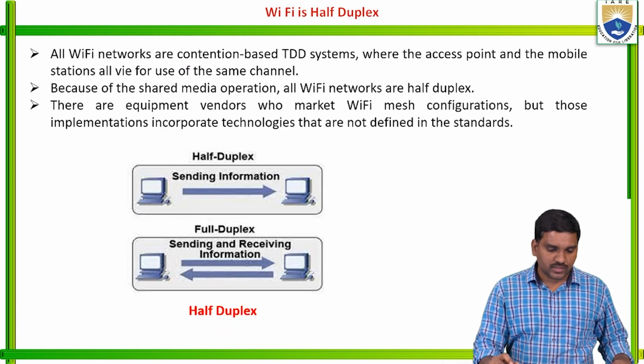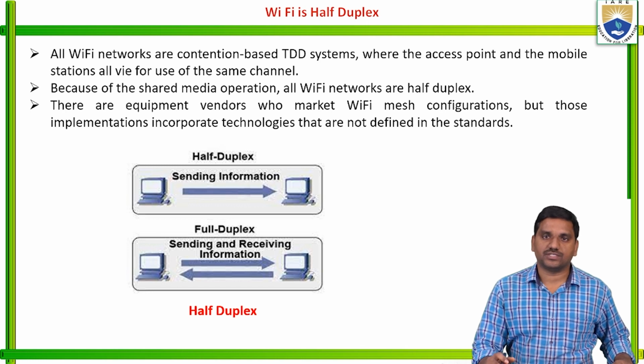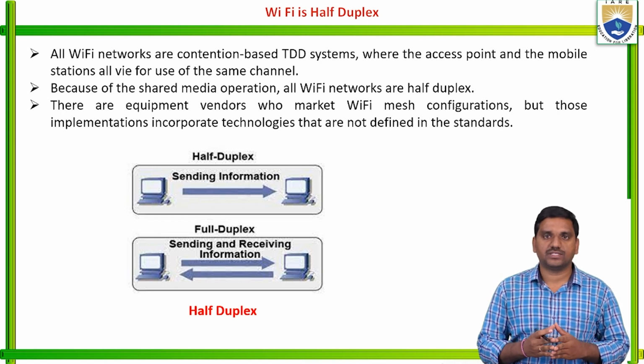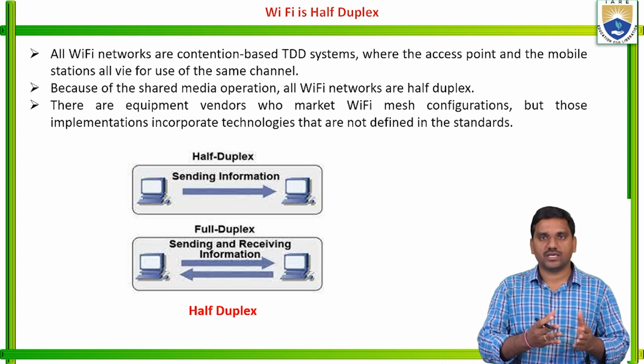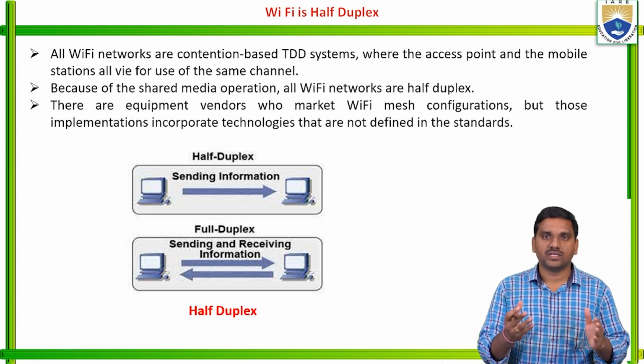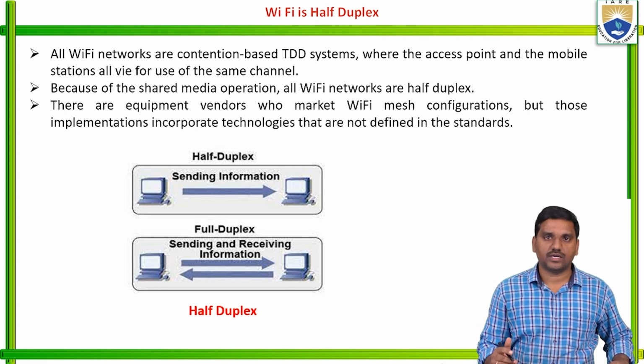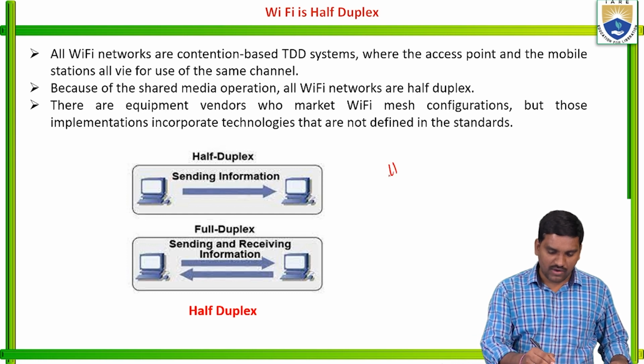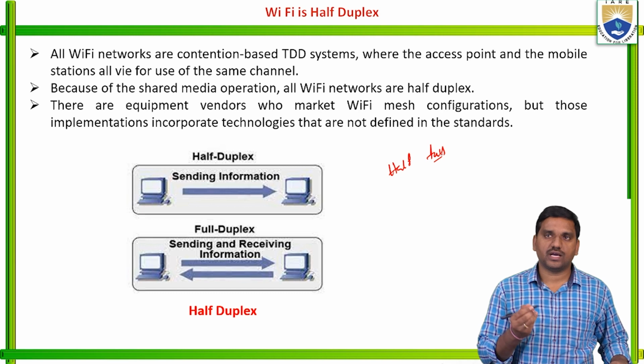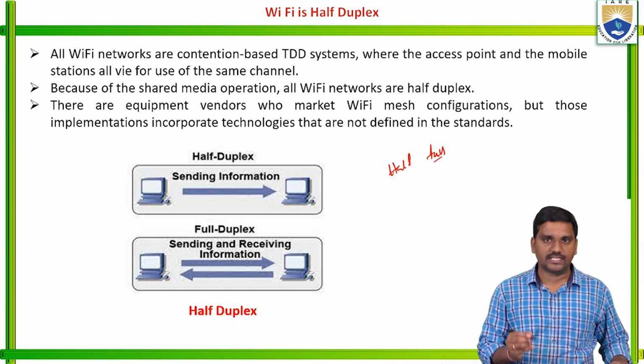Next, we move on to duplex communication. Generally in communication, every access point or device follows one of two types of duplex system: half duplex or full duplex. Here we work with Wi-Fi, and Wi-Fi belongs to the half duplex communication system.